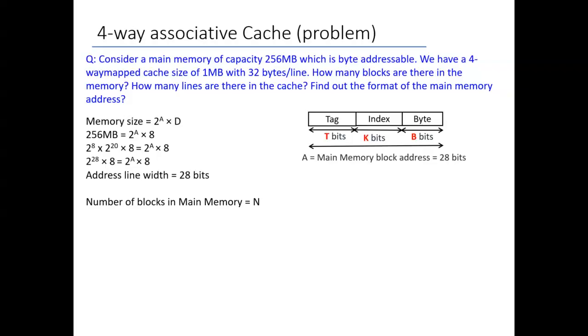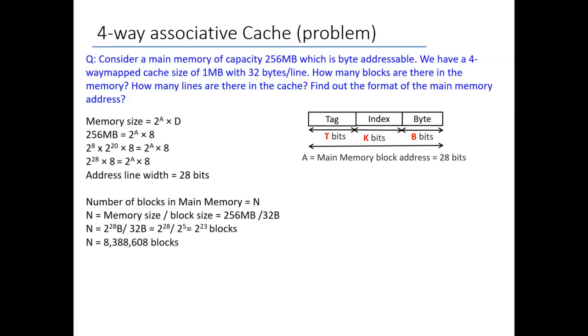The number of blocks in main memory can be calculated by dividing the memory size by the block size. What is the memory size here now? 256 MB divided by the block size, which is actually 32 byte. If you calculate it, it is 2 to the power 28 byte divided by 32 byte, and we cancel out each other. So there will be 2 to the power 23 blocks, which is 8388608 blocks in memory. Any question?